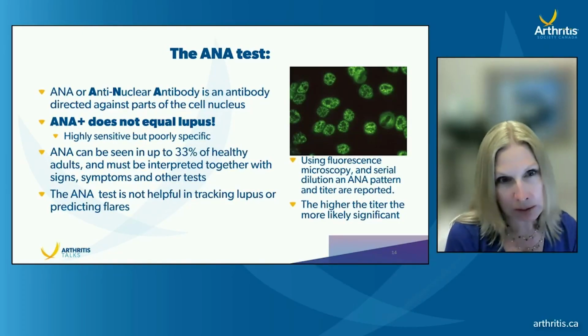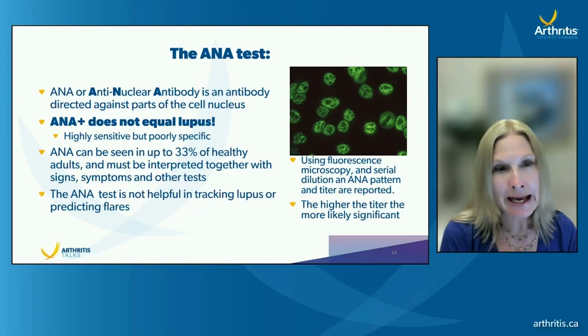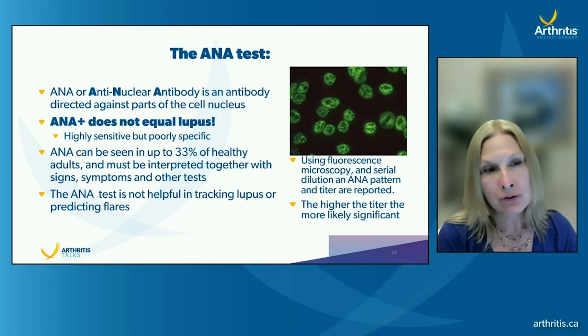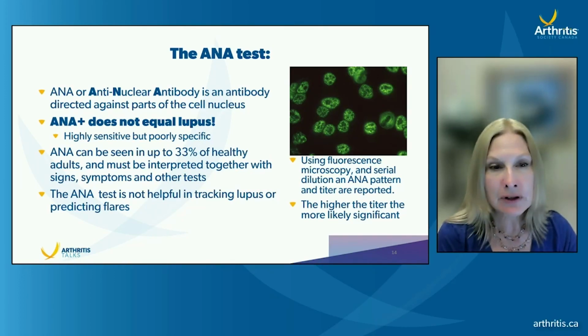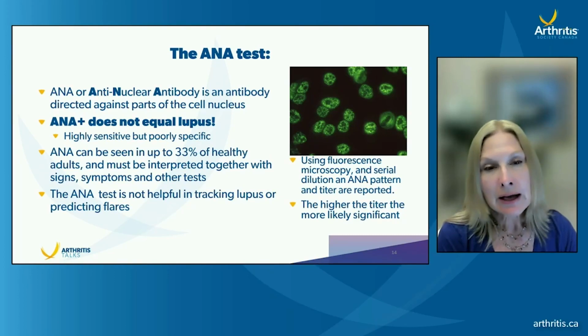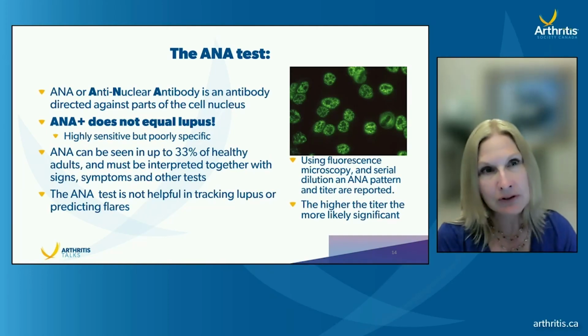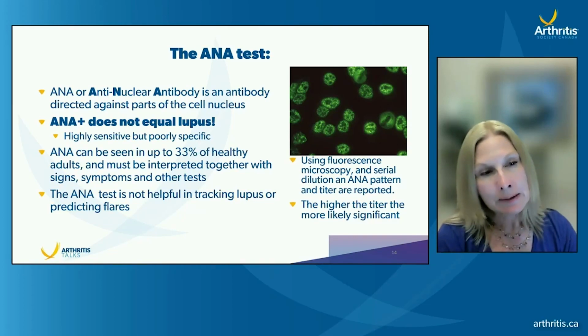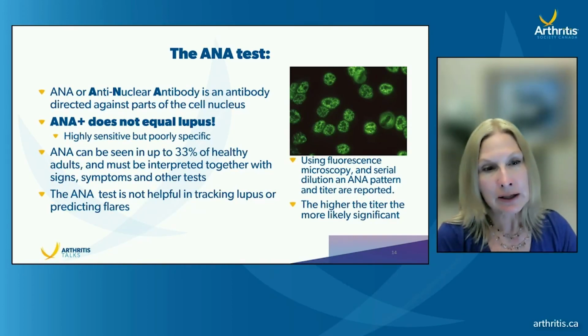I wanted to talk a little bit more about the ANA test. ANA, or anti-nuclear antibody, is an autoantibody that is directed against parts of the cell nucleus. It is often misinterpreted as a diagnostic test for lupus, meaning that if you do this test and it's negative, you don't have lupus, and if it's positive, you do. A positive ANA does not equal lupus.